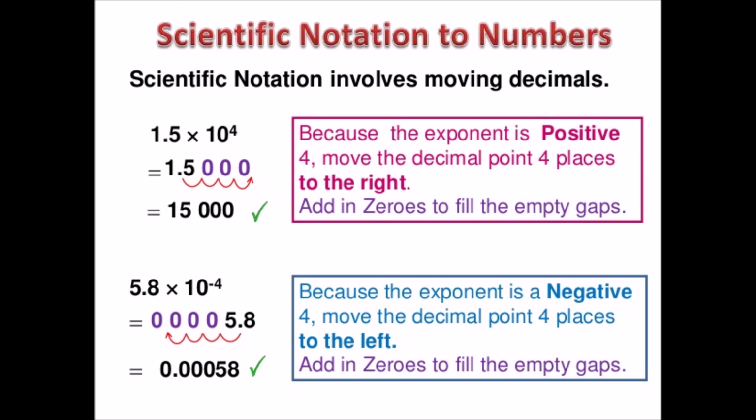Next example we have 5.8 times 10 raised to negative 4. So this time the exponent is negative. So if the exponent is negative, we are going to move the decimal point to the left. So in here, we are going to move the decimal point 4 places to the left, and then we're going to add in zeros to fill the empty gaps. So from 5.8 times 10 raised to negative 4, the standard form now is 0.00058.